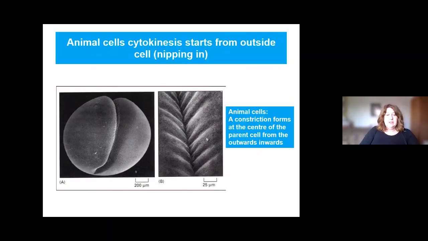Now, I mentioned that animal and plant cells carry out cytokinesis in different ways, and they look different. In animal cells, we've got this kind of furrow, this nipping in. A constriction begins at the outside of the cell and gradually pinches and travels inwards. And that is what animal cells look like in cytokinesis.